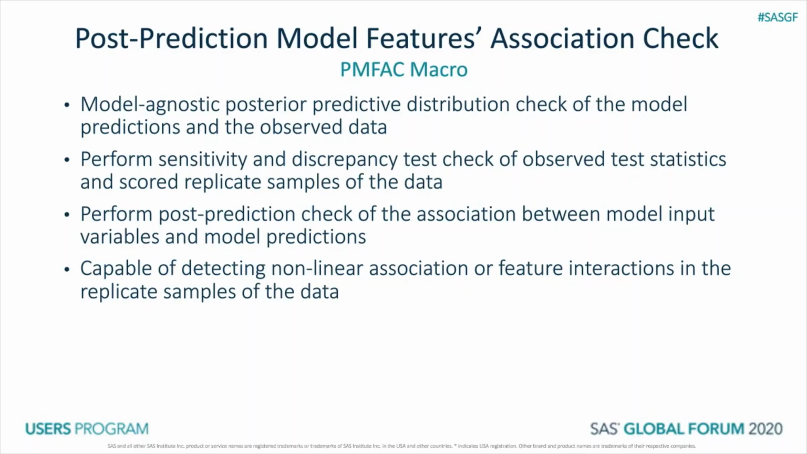So now I'd like to talk more on the post-prediction model features association check macro that I wrote. What does it do? First, it allows you to obtain the posterior predictive distribution of the model predictions on the training data. Two, one can generate plots that can be used to perform sensitivity and discrepancy test checks of observed test statistics and discover replicate samples of the data.